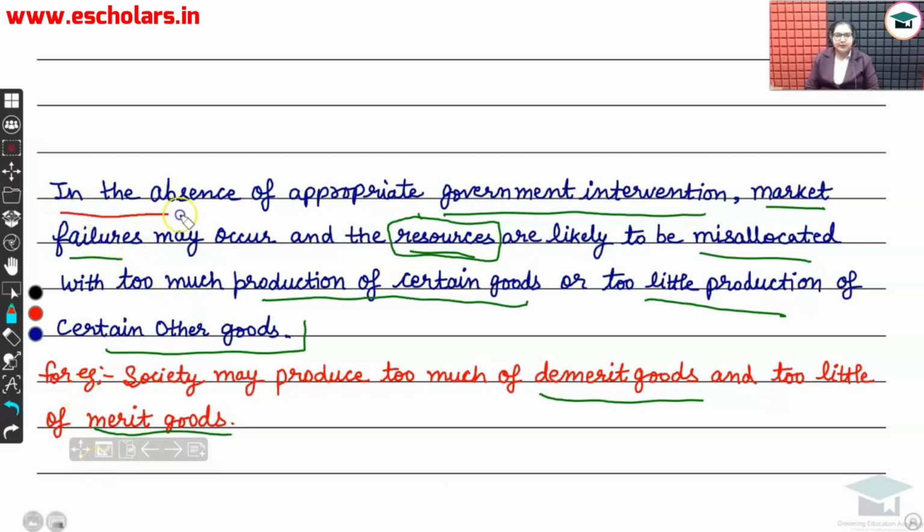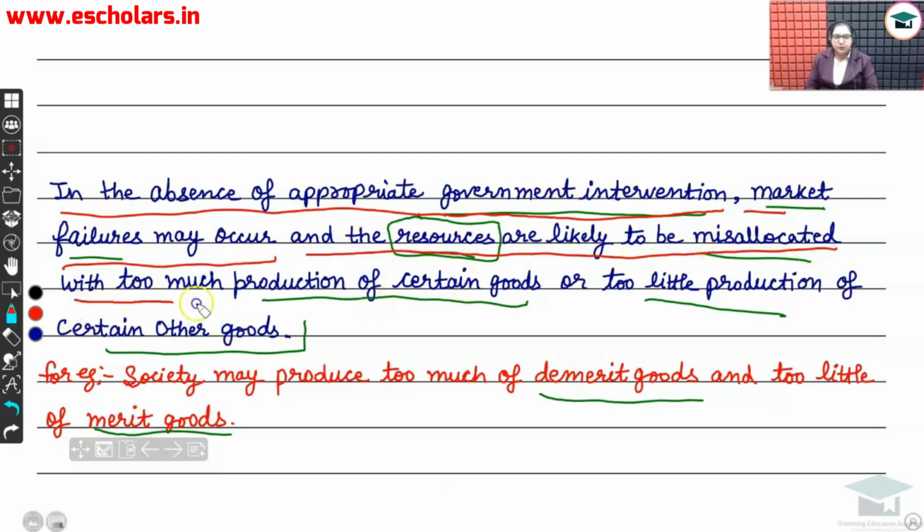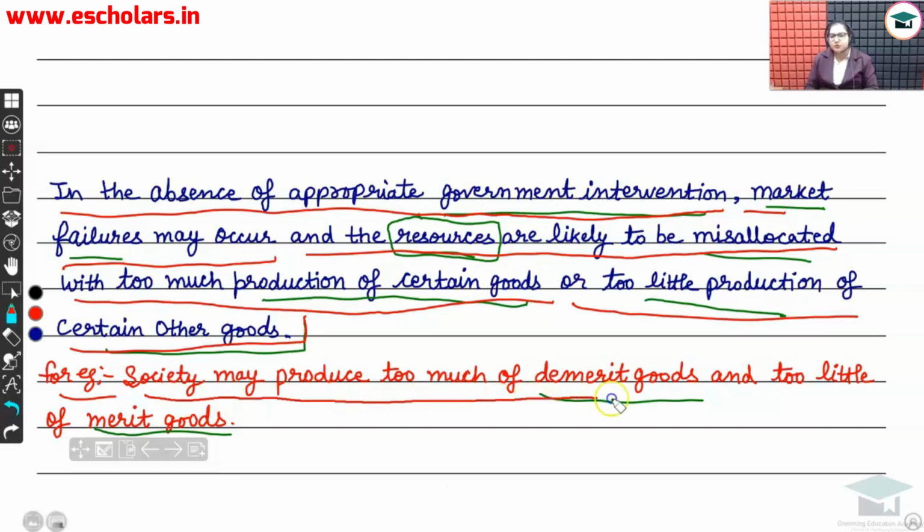So let's recall it. In the absence of appropriate government intervention, market failures may occur. So the government should intervene properly in the market. And the resources are likely to be misallocated, with too much production of demerit goods or too little production of certain other goods, that is merit goods. For example, the society may produce too much of demerit goods and too little of merit goods.